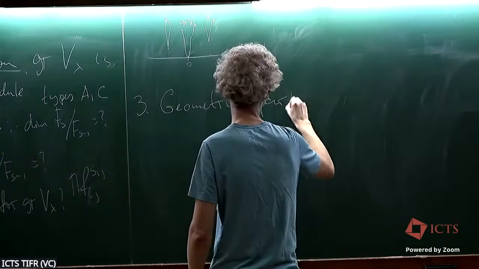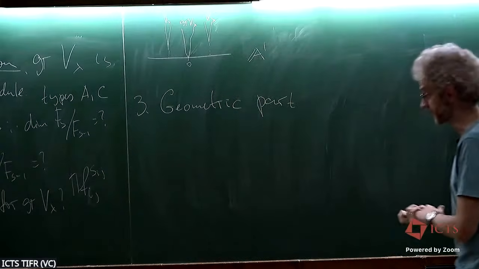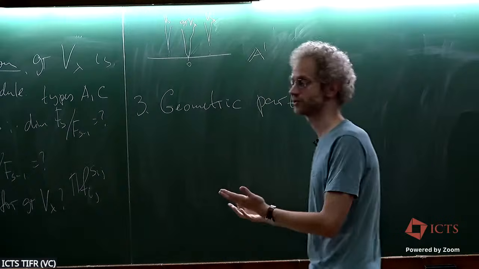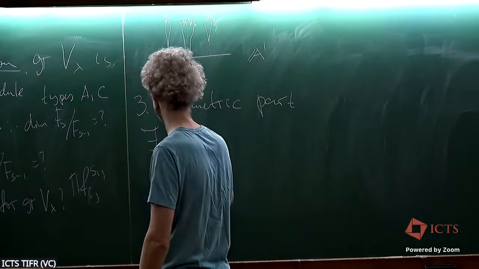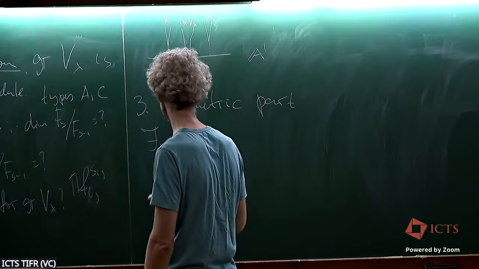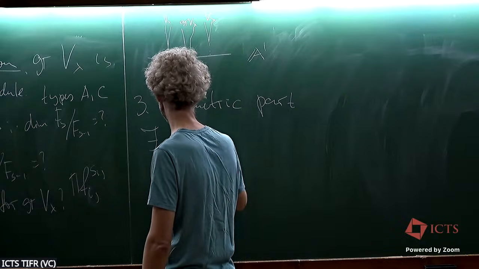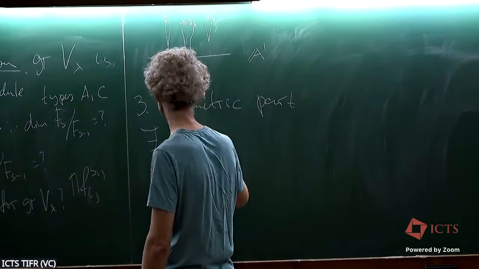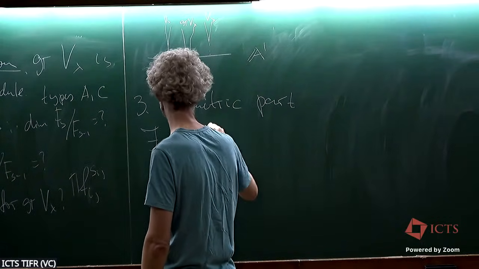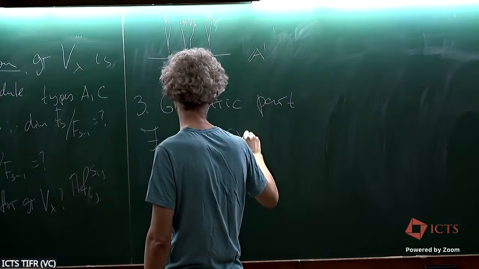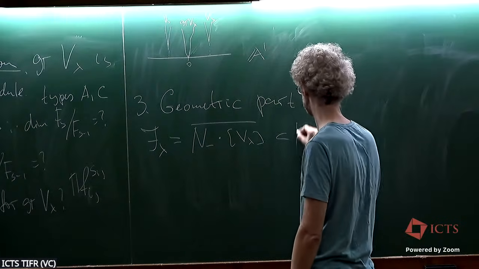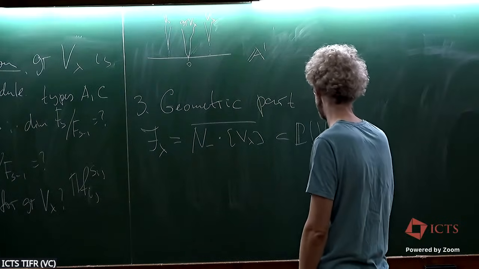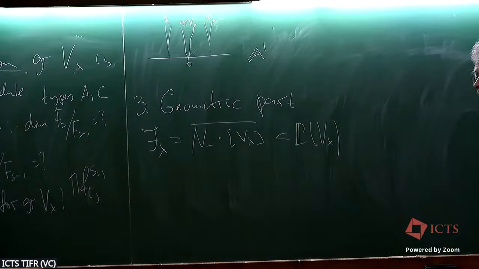So actually, you can guess what the object is, because we are following the same strategy. You remember our flag variety F lambda is the closure of n minus applied to the line V lambda inside P of V lambda. Okay, so this is the variety.